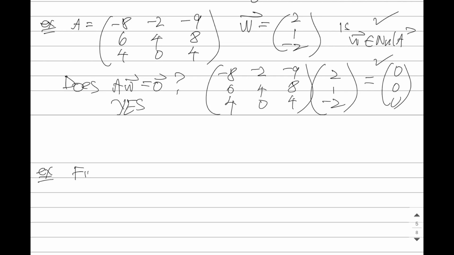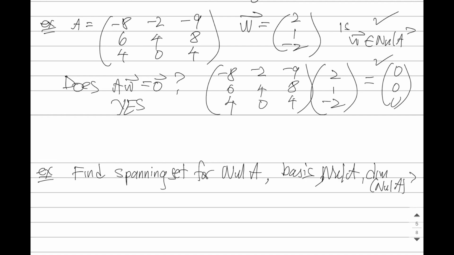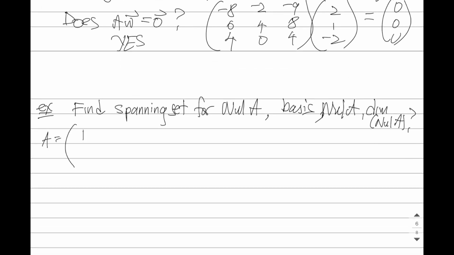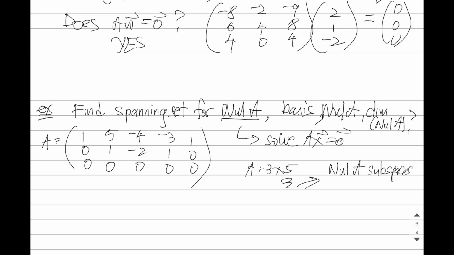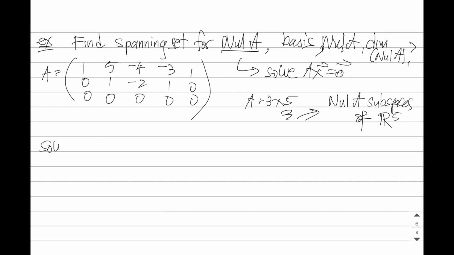A more involved example here is, let's say that we want to find a spanning set for the null space of A, and then we want to find a basis for the null space of A, and then we want to talk about its dimension. So I'm going to give you a matrix A, a 3 by 5 matrix. To talk about null A, that means I have to solve Ax = 0. Now note, A is 3 by 5. It has 5 columns, so that means any answer to the question Ax = 0 has to have 5 weights, one for each column. So that means null A is going to be a subspace of R5.